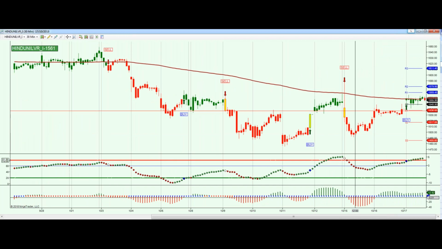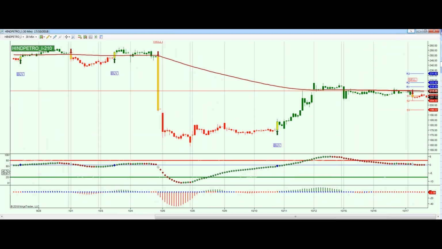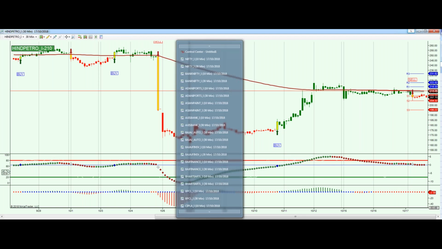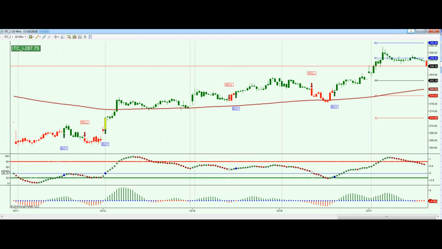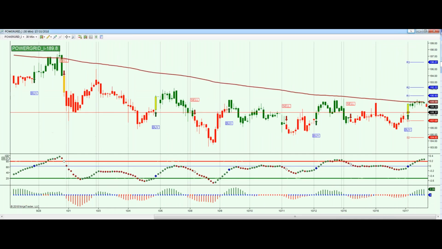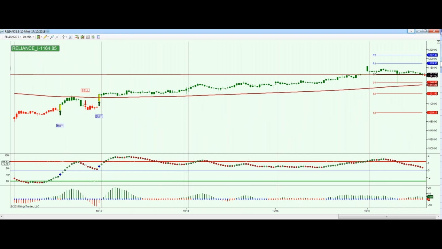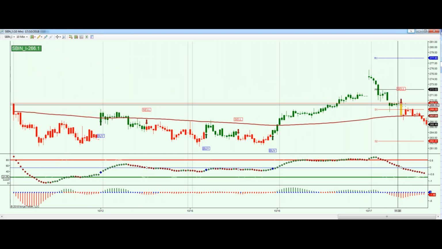I will pick some more calls. So you can see Hind Petro, it's at 10:30. Power Grid is another call which is in good profits. That is Reliance. SBI is a sell call which got generated at 11:40. Our entry price was 266.70. It's now at 265.60, so roughly around a rupee there.